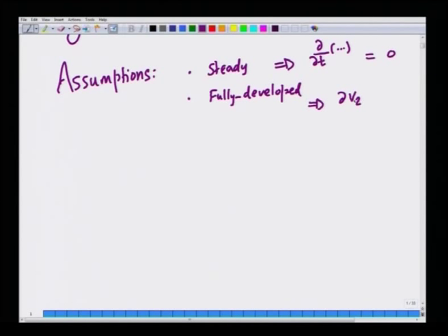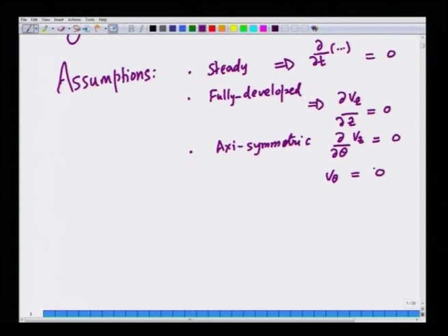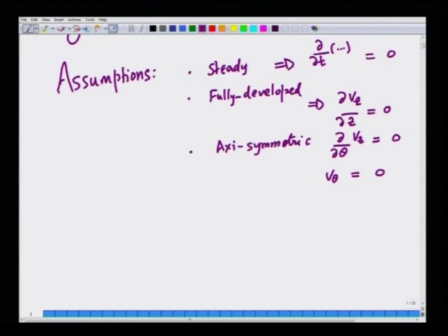So, there is no variation of the z velocity in the z direction. So, that is the fully developed flow assumption. And the flow is axisymmetric, which implies that there is no variation of the flow velocity z in the theta direction. Also, it means that v theta is 0, because there is no driving force in the theta direction for driving a flow along the theta direction, and if there is a theta velocity, that is going to break the symmetry along the theta direction.